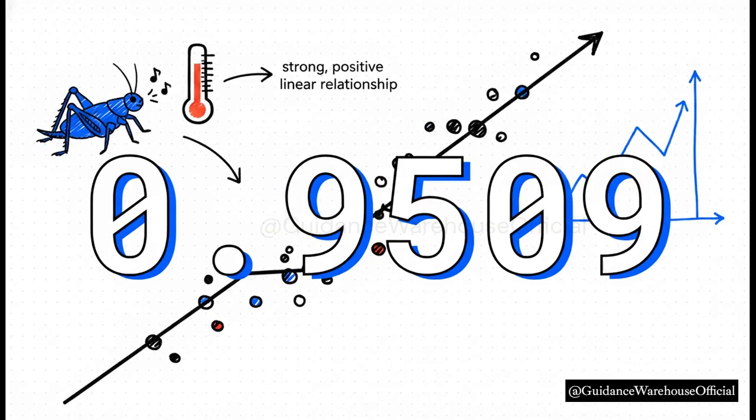So, the moment of truth. Let's go back to our crickets. What grade did our model get? It got a fantastic R value of 0.9509. This confirms what we saw with our eyes. There is a very strong, very positive linear relationship between the temperature and how much those crickets are chirping. This is a model we can trust.